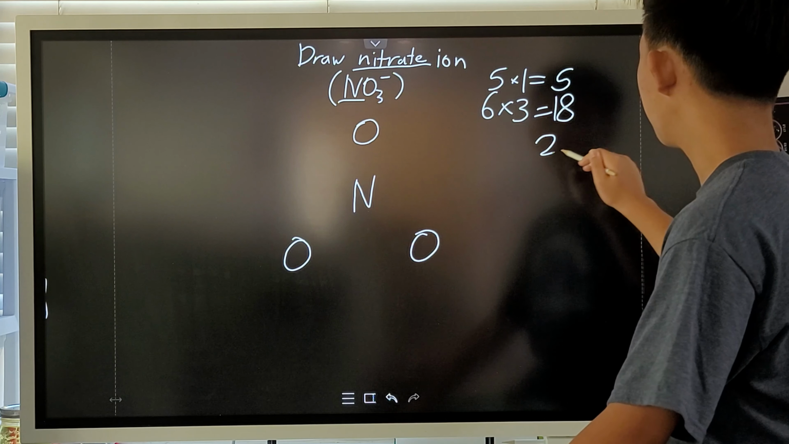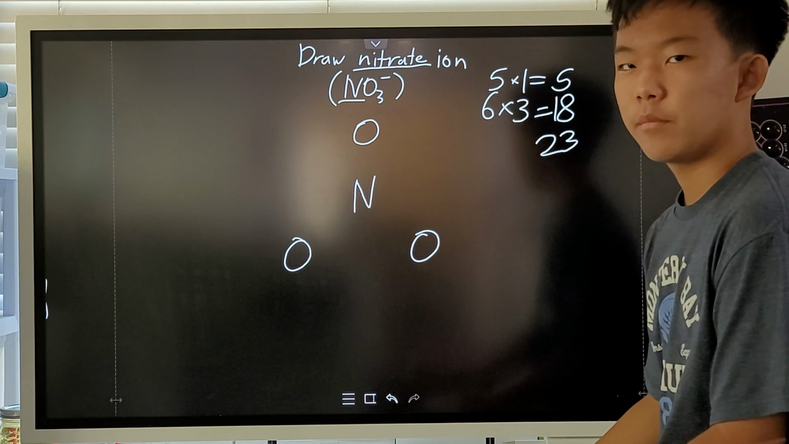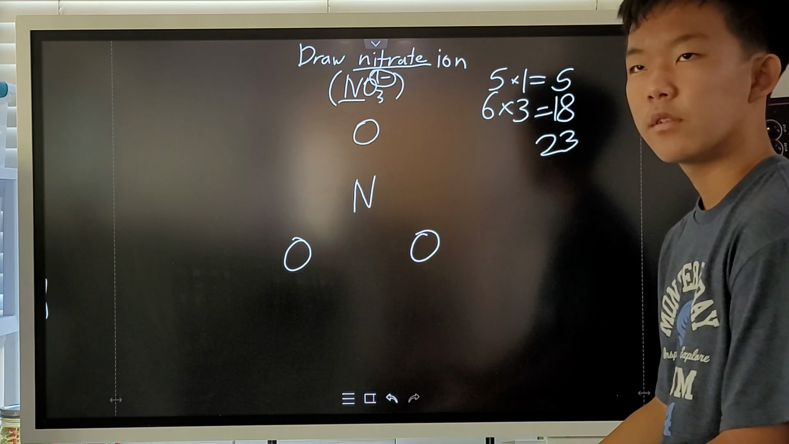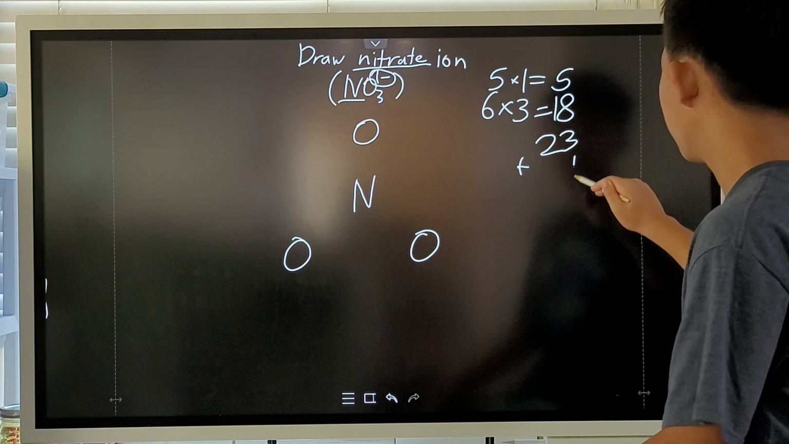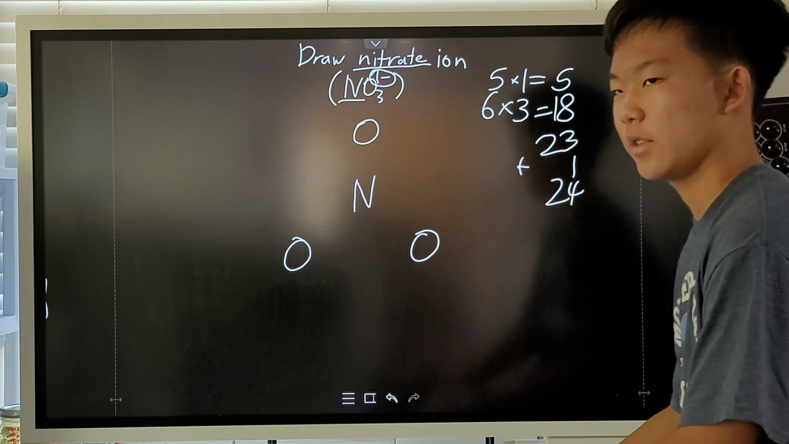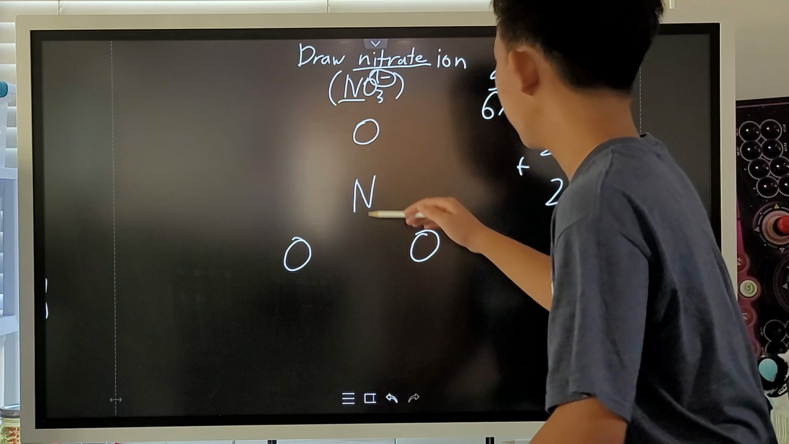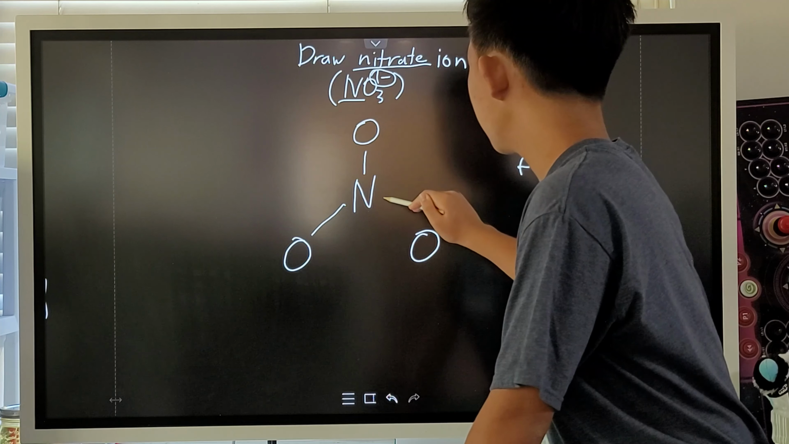6 times 3 is 18. Add them up, you get 23. But remember, we have a charge here of 1 minus, so we add an extra electron. So we have 24 electrons you can spend on bonding and lone pairs. So let's get bonding. Nitrogen has this, right?